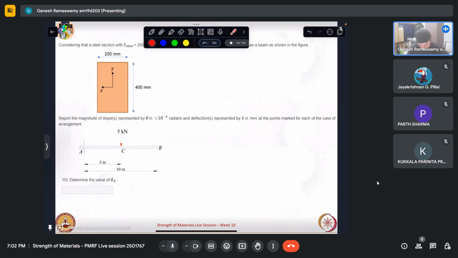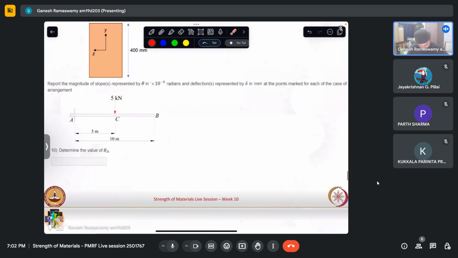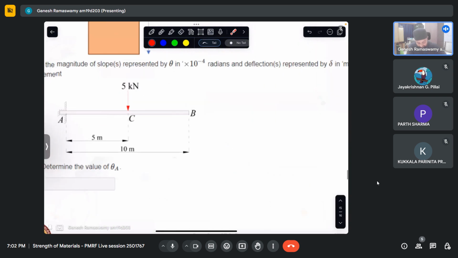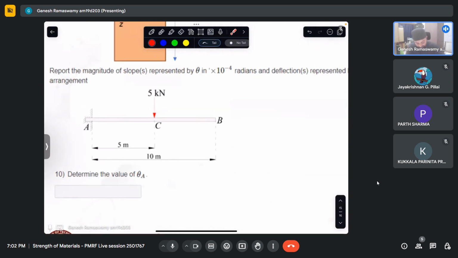for each of the cases of arrangements. So how many arrangements? Okay, we presently have only one arrangement. For this arrangement, at different points, we have been asked the quantities, slope and deflections and so on. So let us see how to go about doing that.